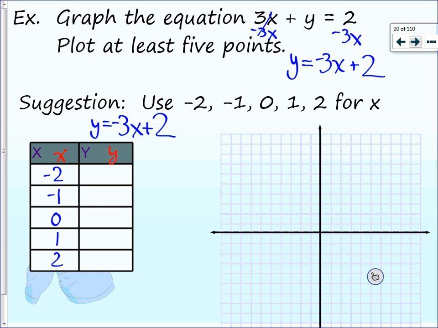One of the things I love about graphing, especially like this, is it's easy to know if you're right. Because if your points don't go in a straight line, it's like, uh-oh, what happened?